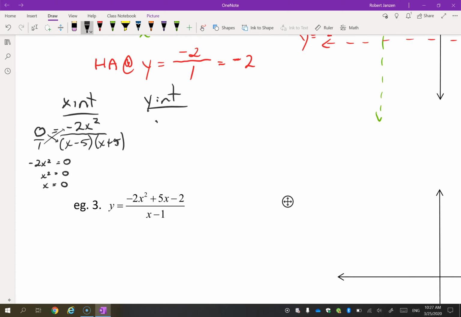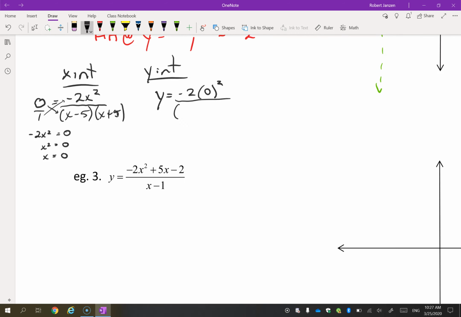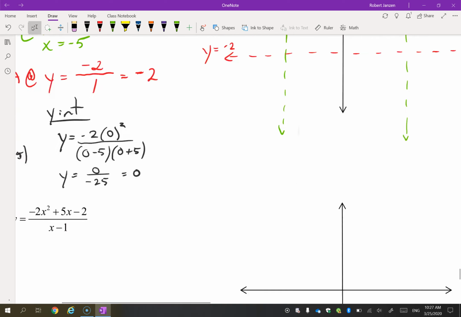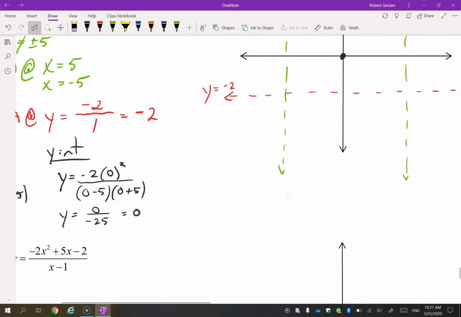Y-intercept. So we're going to make x be 0 here. Okay, and then we'll have 0 minus 5, 0 plus 5. So you get 0 over negative 25, which is 0. Okay. Does that help? Is that enough to draw this?